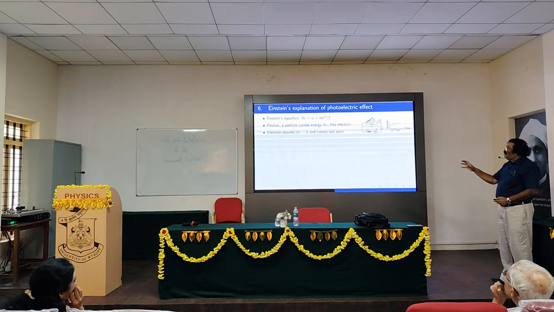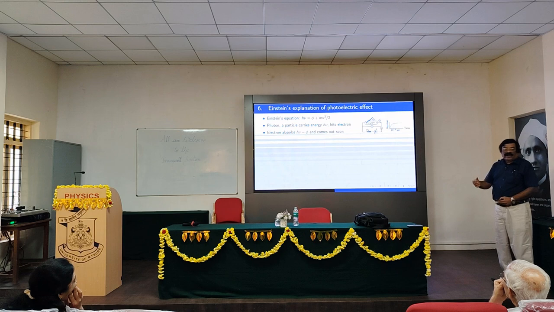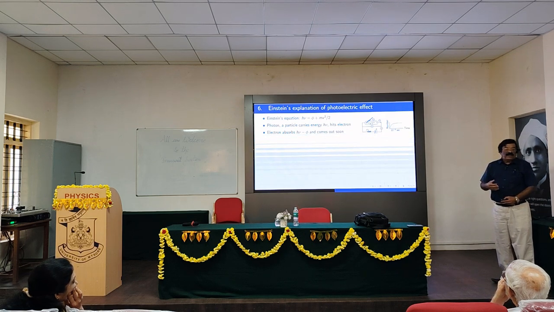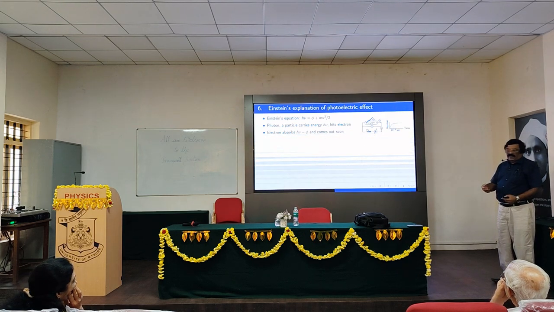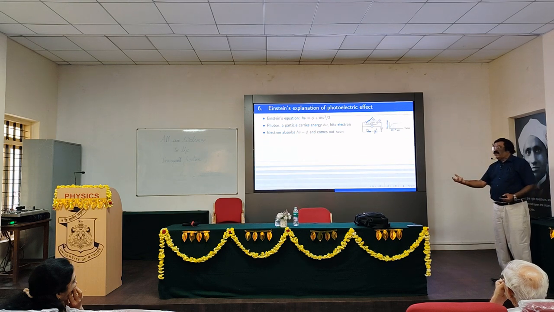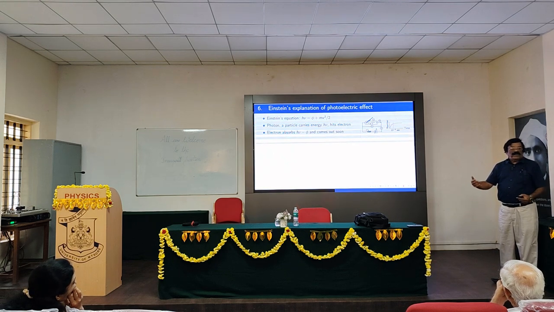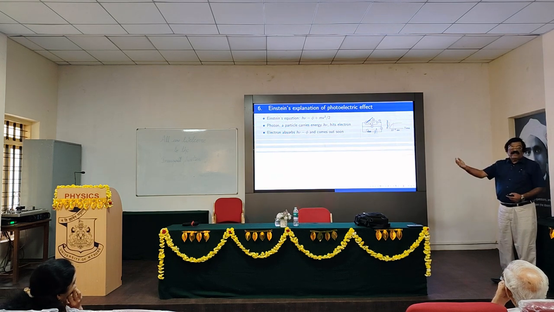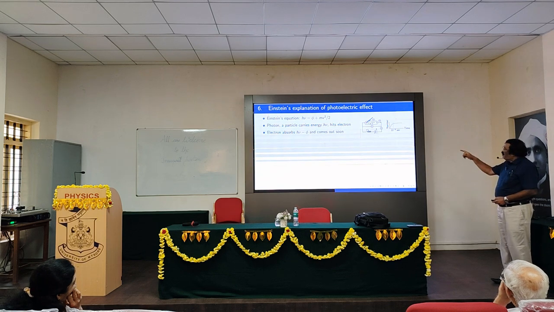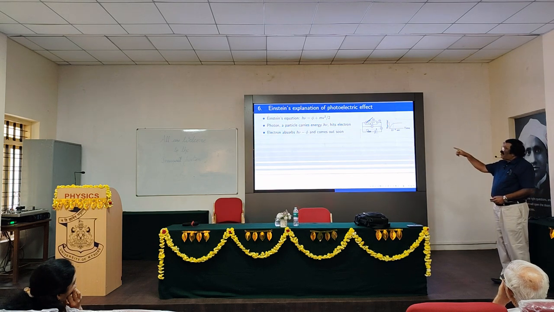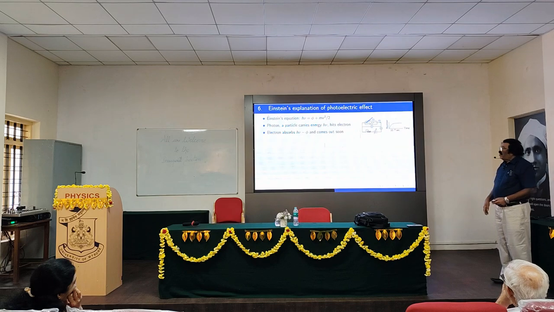A photon, a particle carrying energy h nu, hits an electron. This hitting is like a billiard ball collision. So you can also see in our classical domain, if you hit one ball with another ball, the transfer of energy is quick. Momentum is quickly shared and the other one jumps quickly. So by this he was able to explain the instantaneous emission of electron.